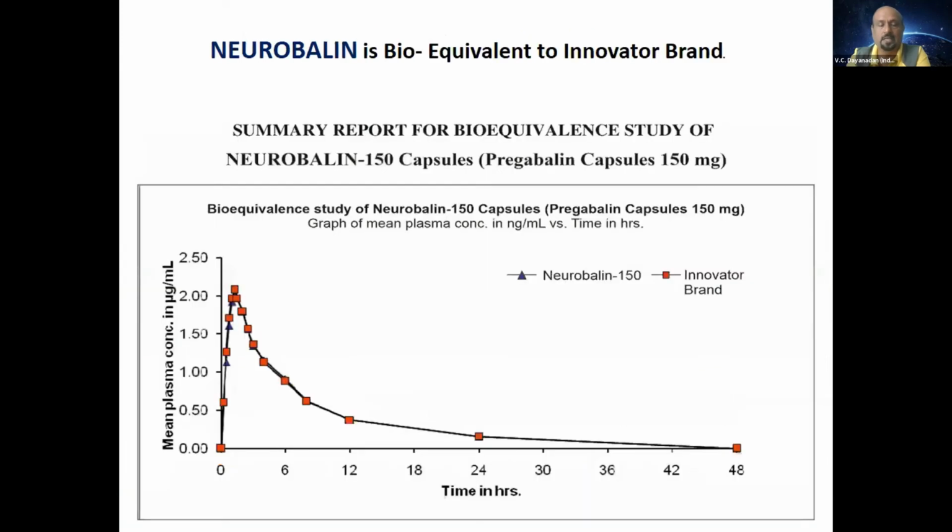So that's the benefit, and you need not worry about the efficacy just because it is affordable. Please don't think the brand is not efficacious. It is as efficacious as the innovator brand itself, Neurobalin. We have the bioequivalence study, which has confirmed the efficacy of Neurobalin as good as the brand of pregabalin.